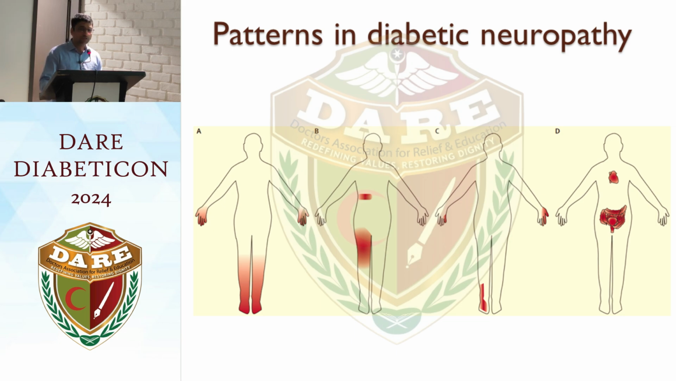The second picture is showing the radiculoplexopathy or radiculopathy. That means it is an asymmetrical involvement and it follows a radicular distribution. So this second picture is indicating a radiculoneuropathy pattern. The third picture is showing the pure, what we call mononeuropathy.